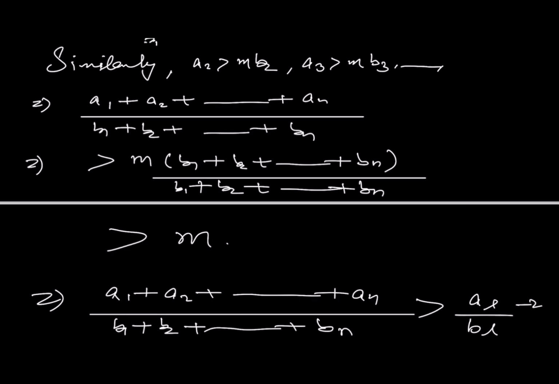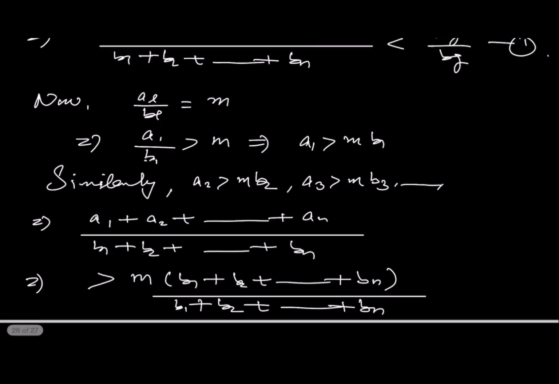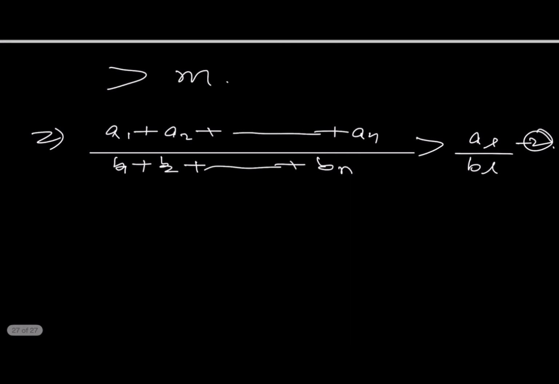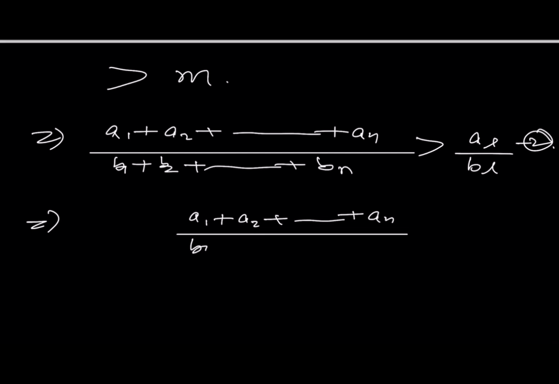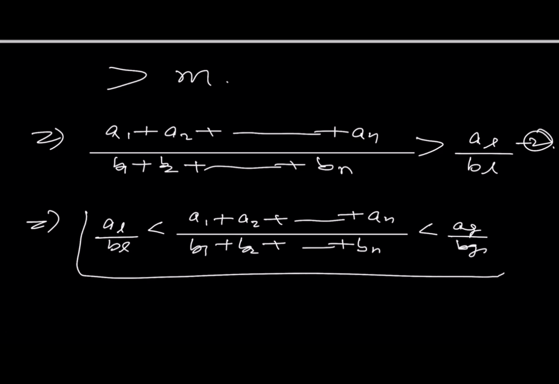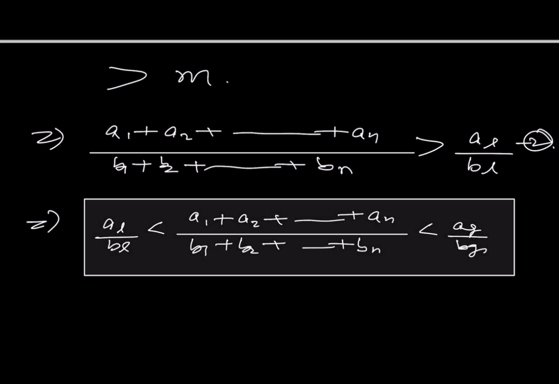So this is 2. If we combine first and second, then we conclude that the ratio (a1 + a2 + and so on up to an)/(b1 + b2 + and so on up to bn) is greater than al/bl and is less than ag/bg. So this is what I have written in the above statement. Now let us take a question.